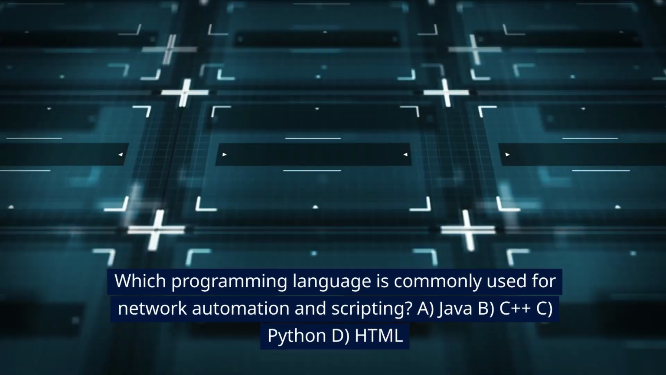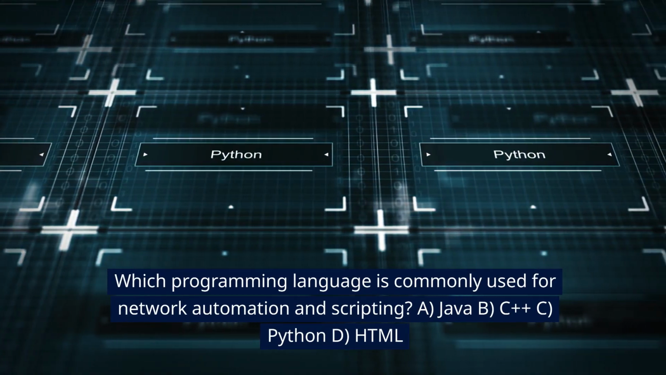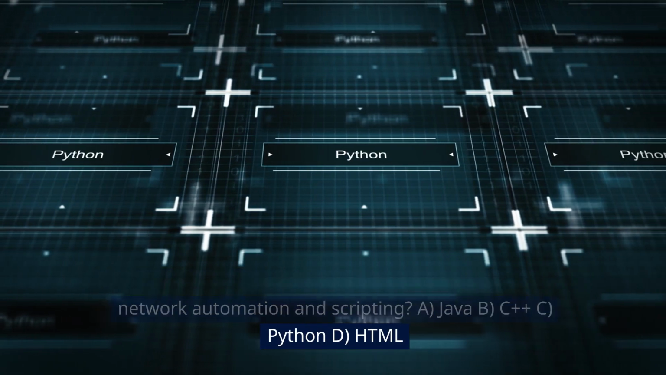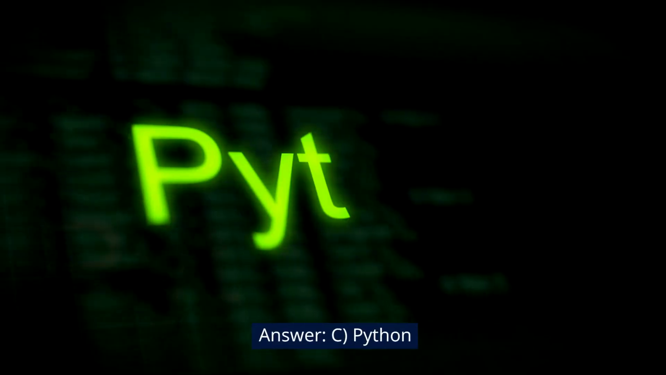Which programming language is commonly used for network automation and scripting? A. Java. B. C. C. Python. D. HTML. Answer: C. Python.